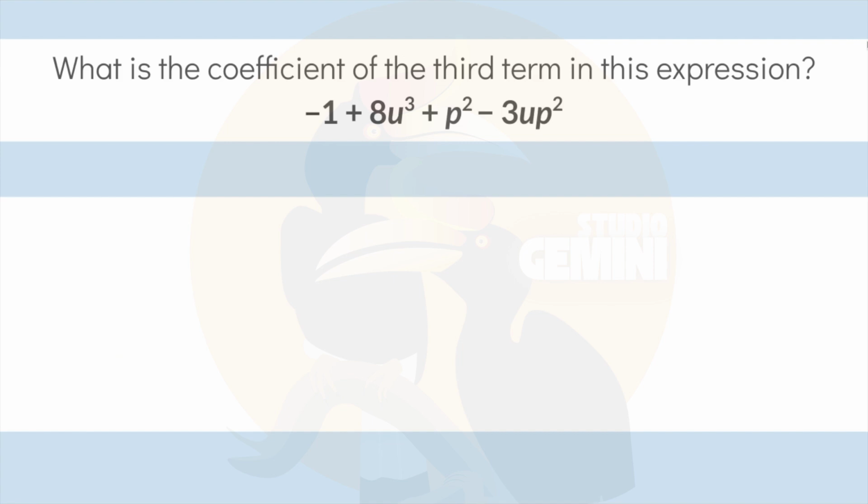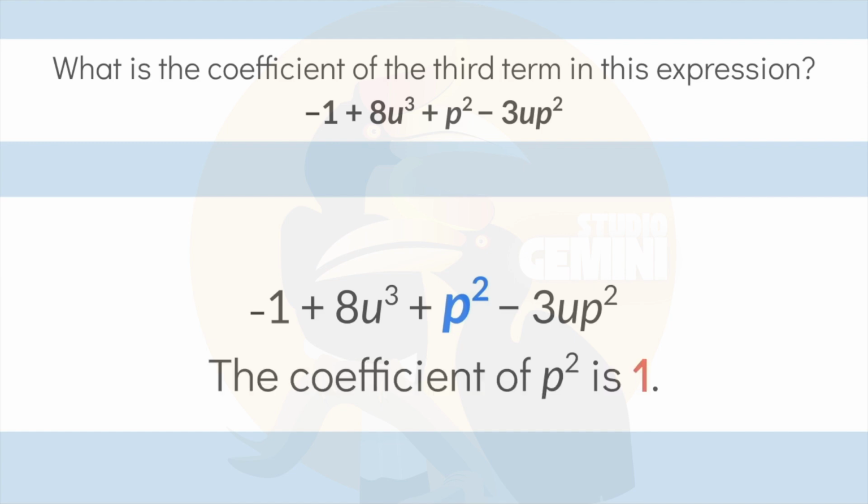What is the coefficient of the third term in this expression? Negative 1 plus 8u cubed plus p squared minus 3up squared. First, we can identify the third term in the expression, p squared. P squared has no numerical value shown. A variable by itself without a numerical coefficient has a coefficient of 1. This makes sense since p squared and 1 times p squared are equivalent expressions. Therefore, the coefficient of the third term is 1. We'll do one last example next.